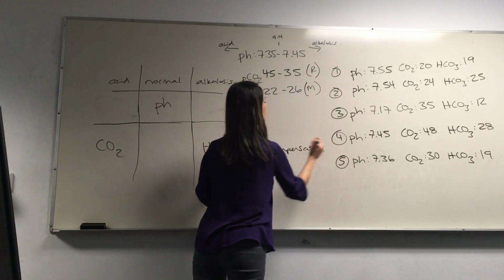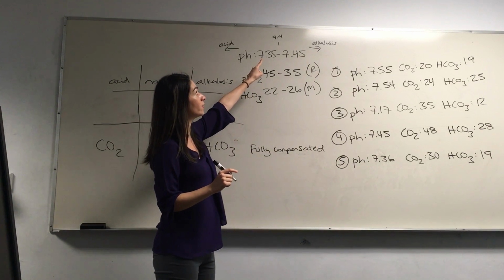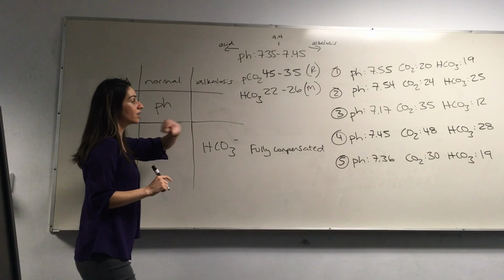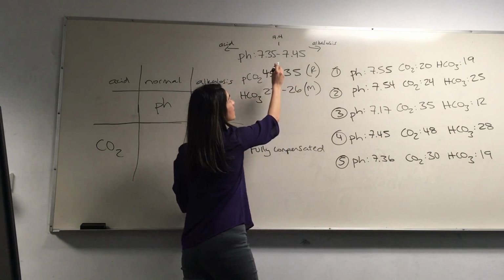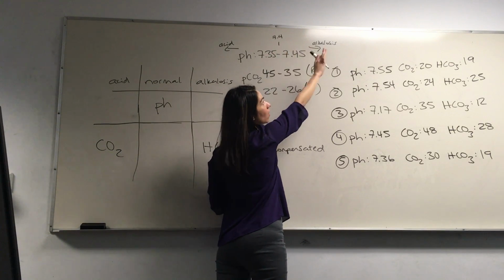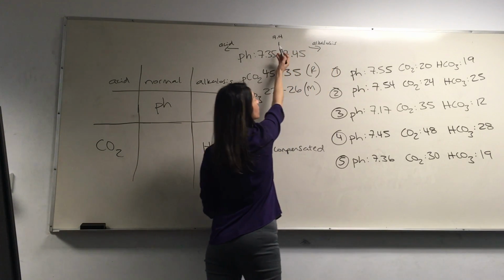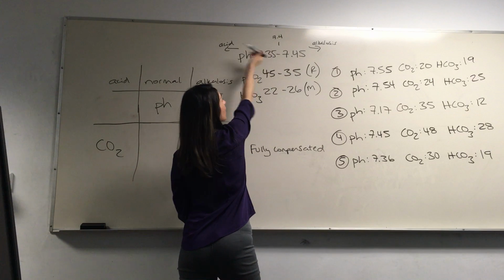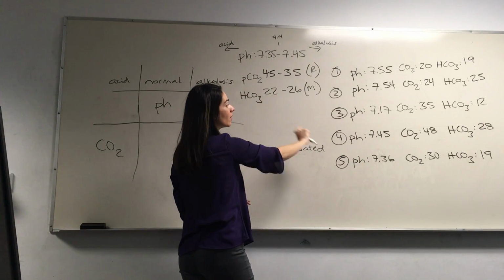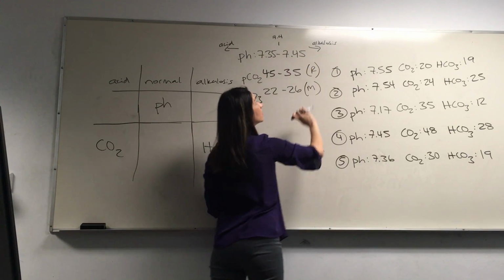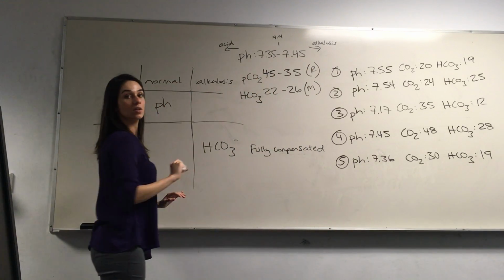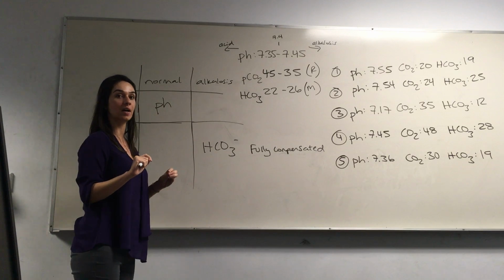What I want you to do, why we wrote that little 7.4, we need to look at our pH level. It's 7.45. So is 7.45 more on the alkalotic side, because 7.4 is the middle, or more on the acidic side? And if you think about it, 7.45 is more on the alkalotic side, okay? It's closer to a more basic environment.